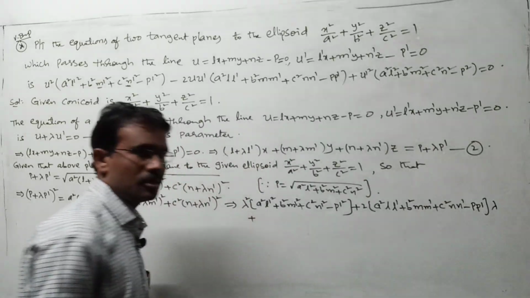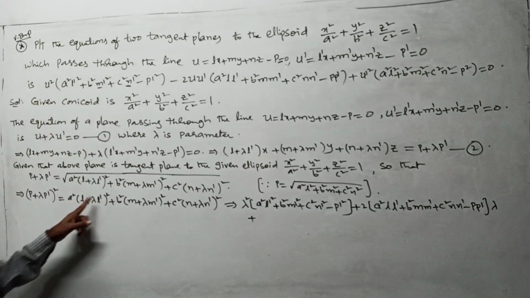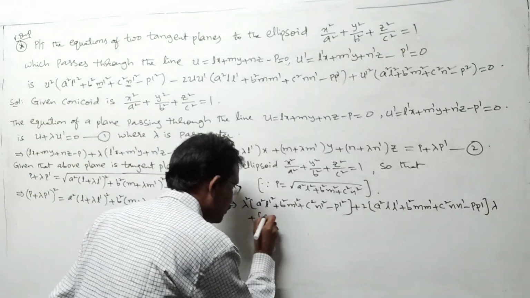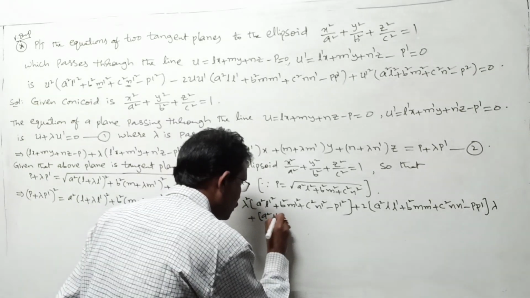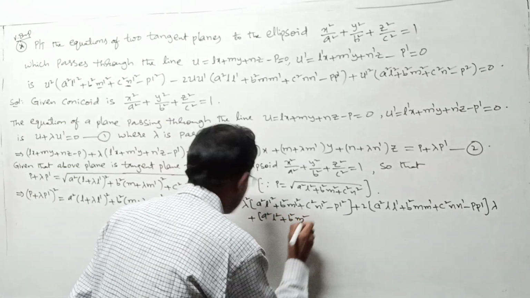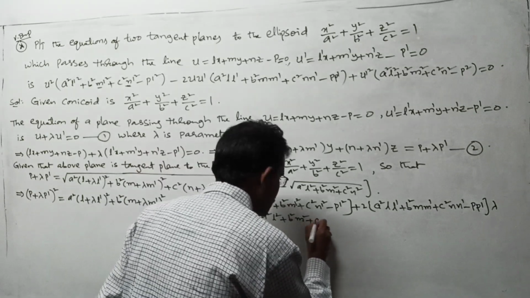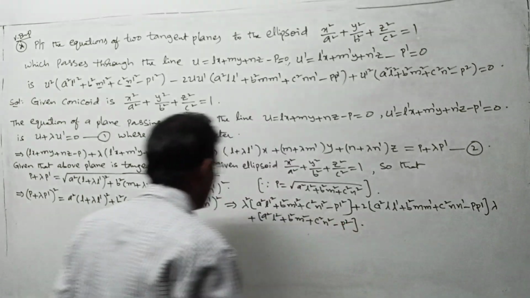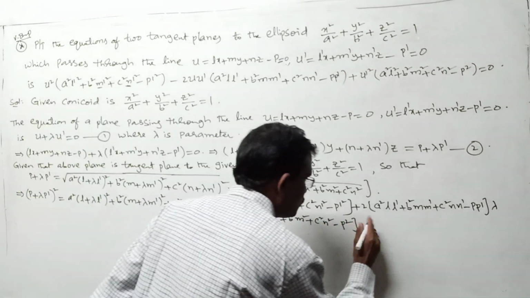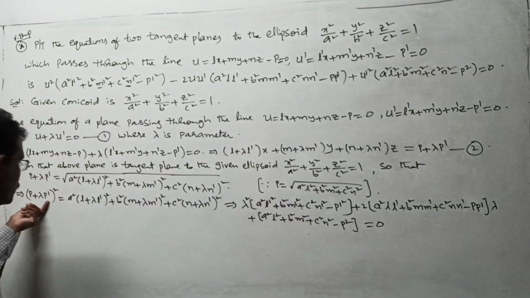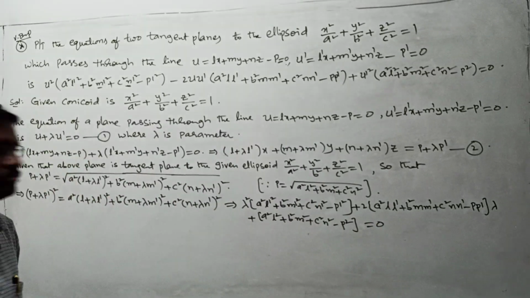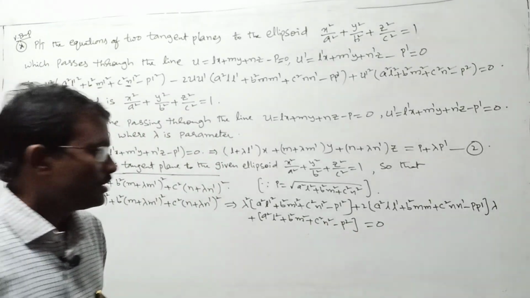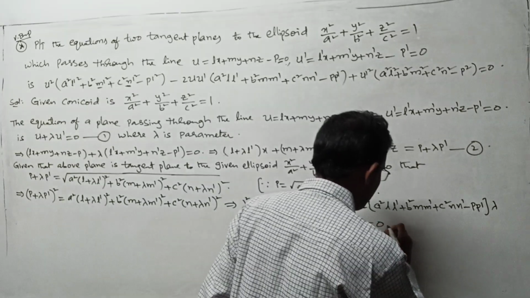Plus the free from lambda term. What is that free from lambda term? a square l square plus b square m square plus c square n square minus p square. Any problem with this? It is equal to 0, because this total term we are taking to the other side, but this total thing becomes 0. This left side portion is 0. I want to write it on the right side. Any problem with this one?